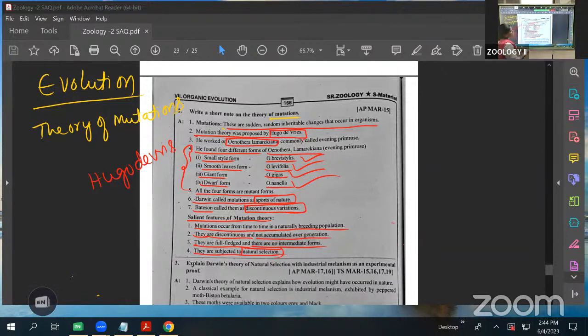Next, what are the features? They occur from time to time in the natural population. They are discontinuous and not accumulated in the generations. They are full-fledged and subjected to natural selection. This is about the mutation theory.